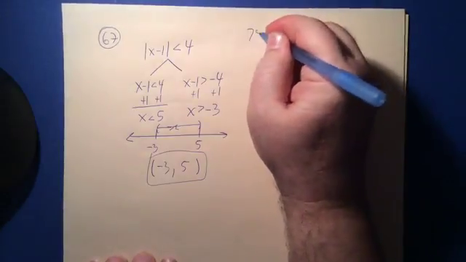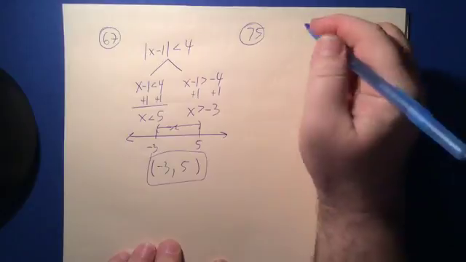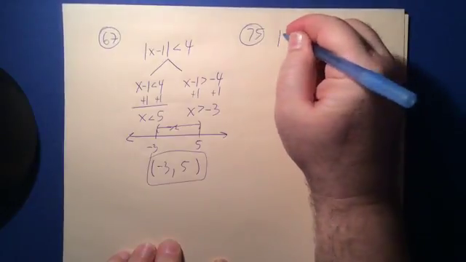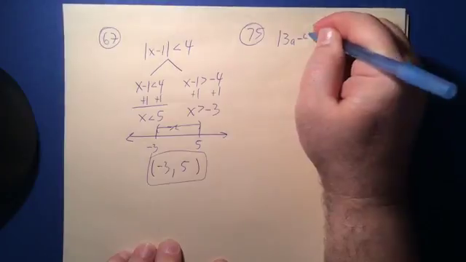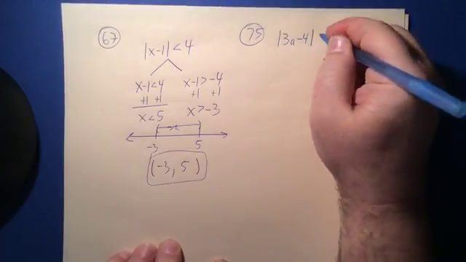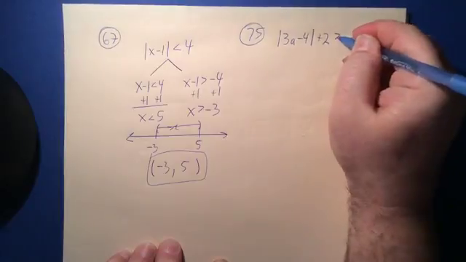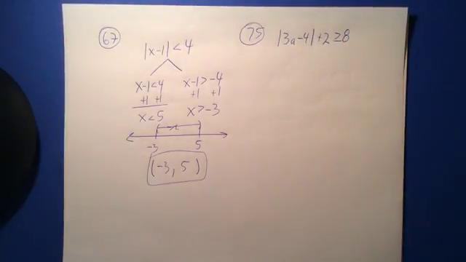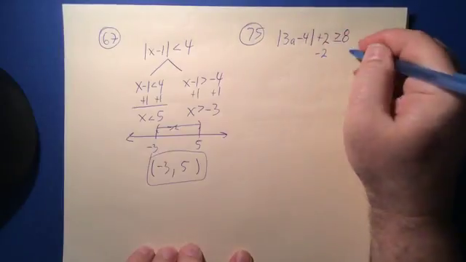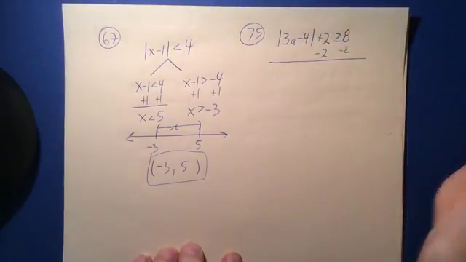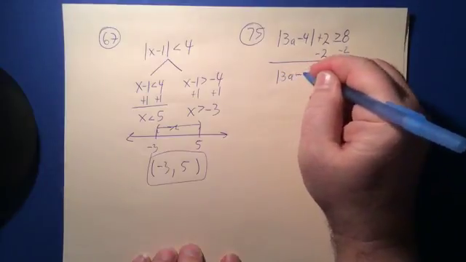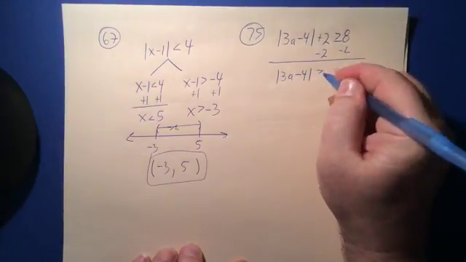I'm going to take a look at 75. So we've got the absolute value of 3a minus 4, plus 2, is going to be greater than or equal to 8. So like the absolute value equations that we were solving, we have to get the absolute value alone first before we can split this up into two parts. So we're going to go ahead and subtract 2 from both sides.